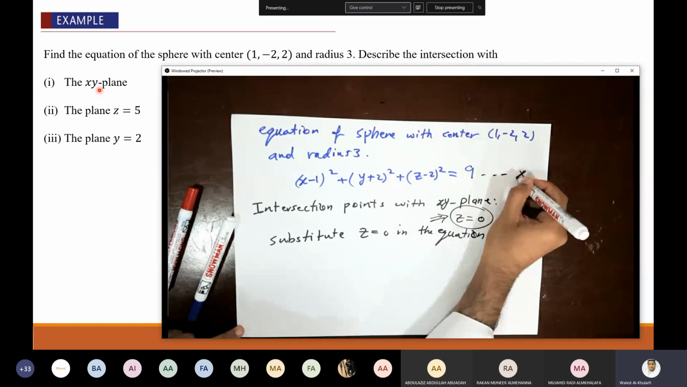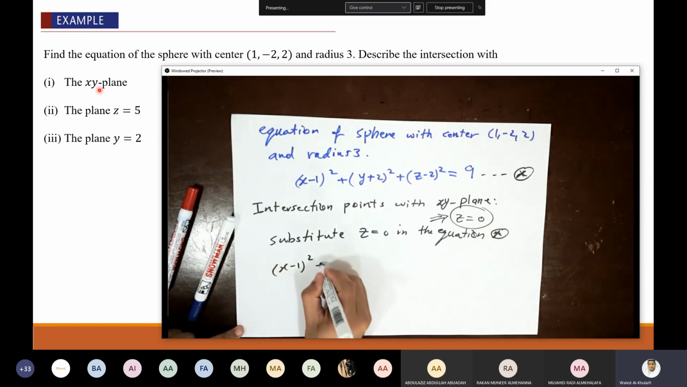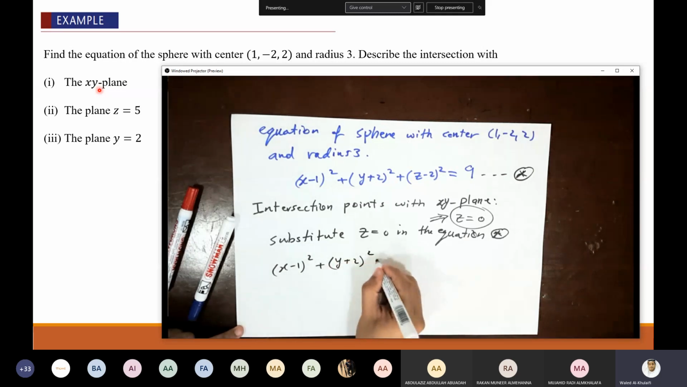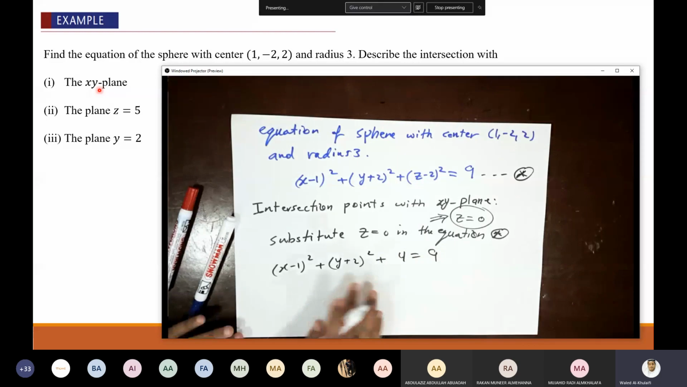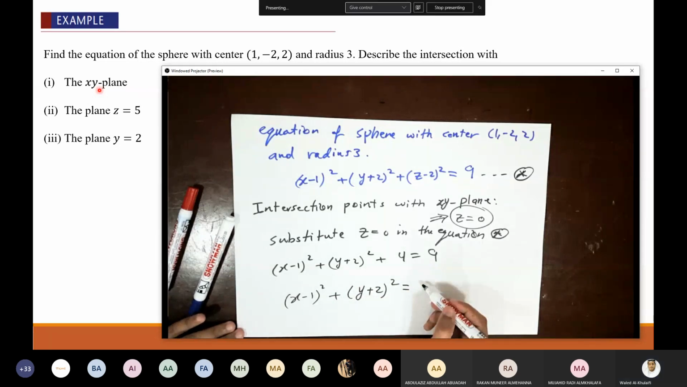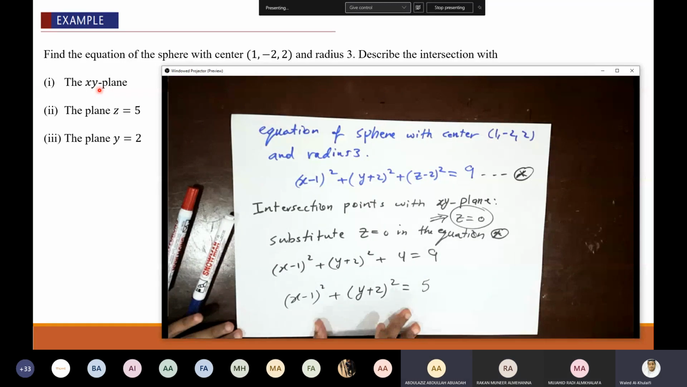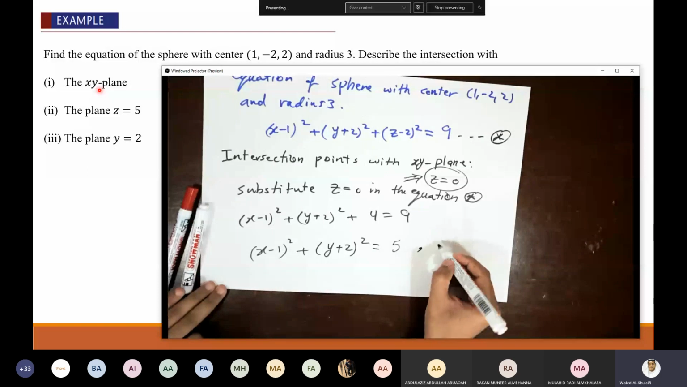Let's call this equation star so we can refer to this one. So what will happen? You will have x minus 1 squared, keep it as it is, y plus 2 squared plus, and when I substitute 0 here it becomes 4 equals 9, right? Now let's make it clear. Equals what, guys? 5. So equals 5. And keep in mind this and z equals 0.